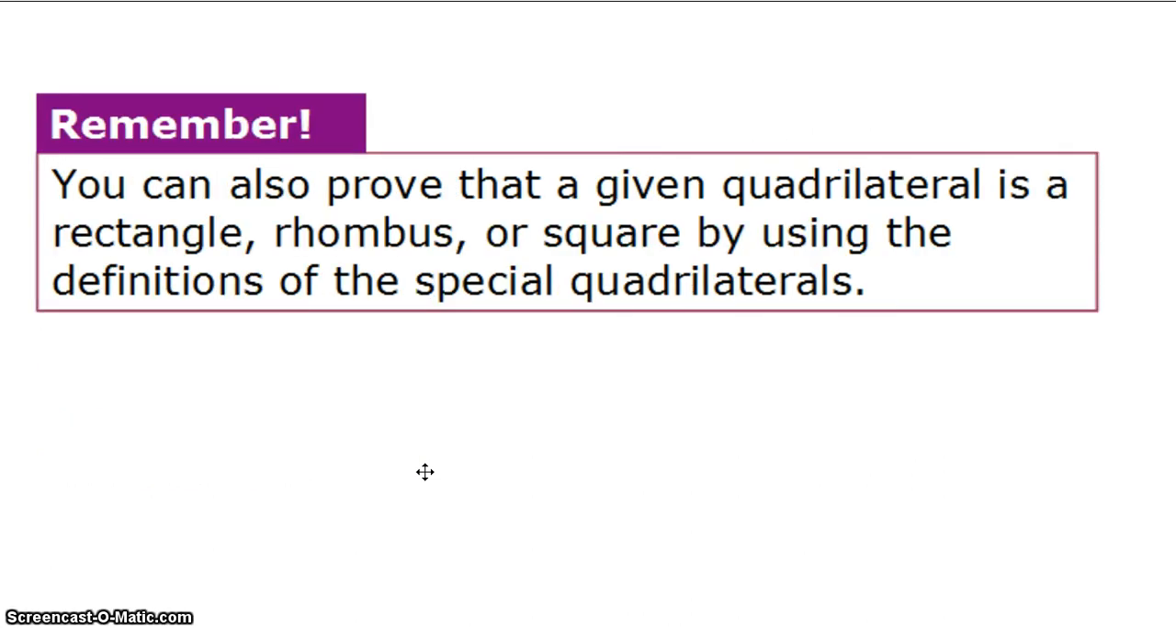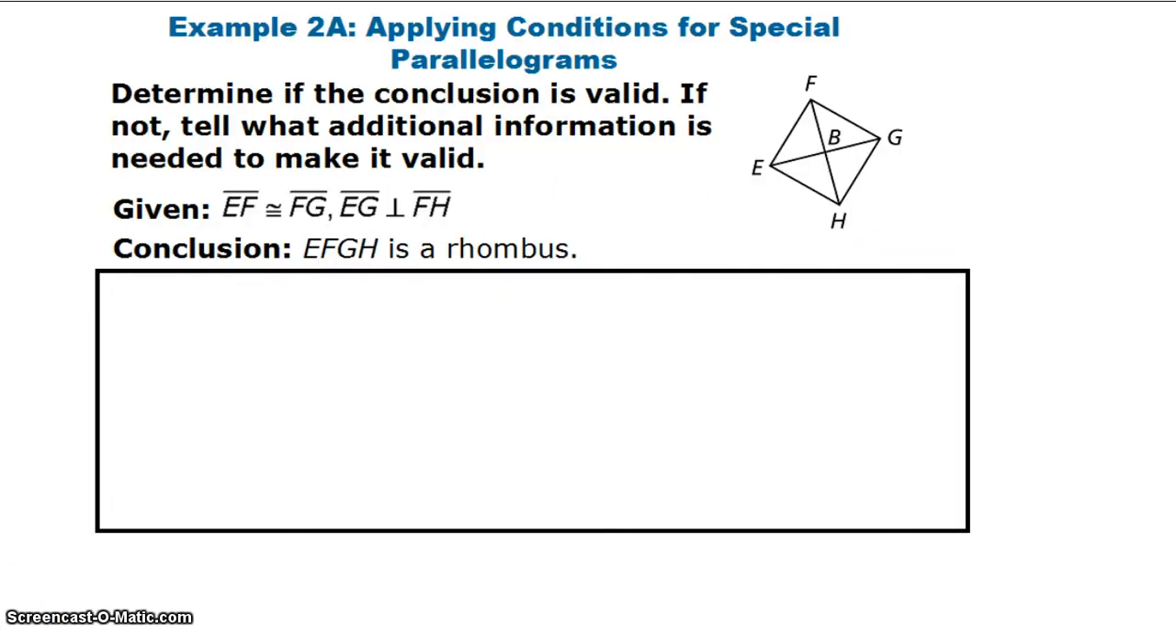Remember, you can also prove that a given quadrilateral is a rectangle, rhombus, or square by using the definitions of the special quadrilaterals that we've already learned. Okay, so in this question, determine if the conclusion is valid. If not, tell what additional information is needed to make it valid.